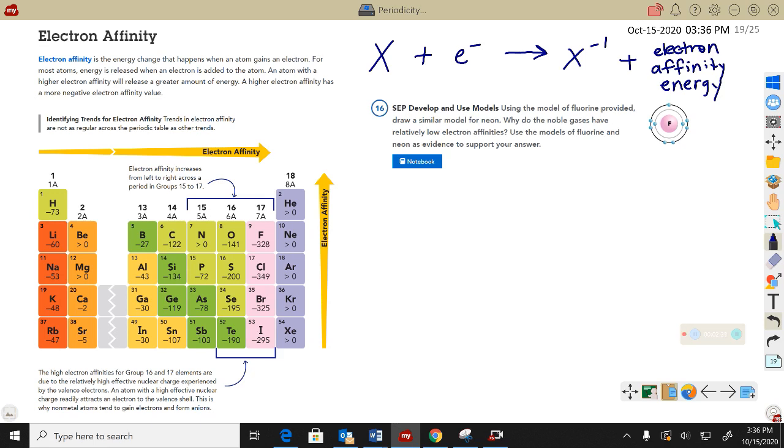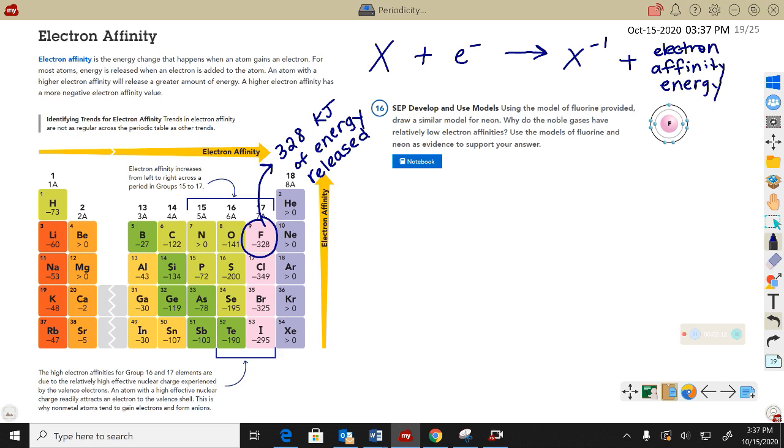So, for example, fluorine. When you see here that fluorine is negative 328, it really means 328, usually units of kilojoules of energy, are released. We'll talk about energy a lot more second semester, but in general, whenever you have a negative energy value, it's just indicating that that's energy being released. A positive energy value would mean that it's energy being absorbed.